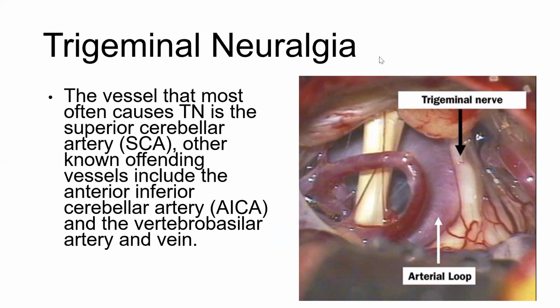And I really wish to tell you, while I'm telling you about these arteries, about trigeminal neuralgia that we come across quite frequently in practice. The vessel that most often causes trigeminal neuralgia is the superior cerebellar artery, or other offending vessels that include the AICA, the anterior inferior cerebellar artery, and the vertebrobasilar artery and vein. And you can see this is the trigeminal nerve, and there is an arterial loop over here causing some pressure on the trigeminal nerve, and this is how we can have a patient of trigeminal neuralgia.